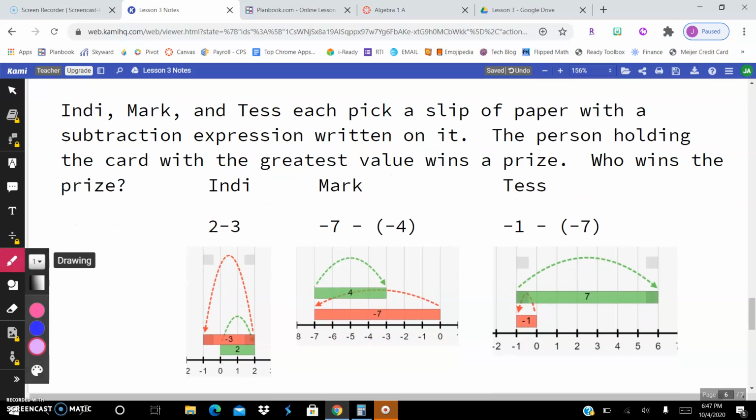All right, Indy, Mark, and Tess each pick a slip of paper with subtraction expressions written on it. The person holding the card with the greatest value wins the prize. Who wins the prize here?